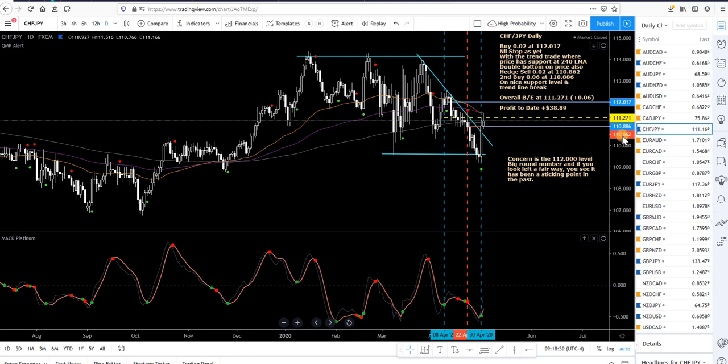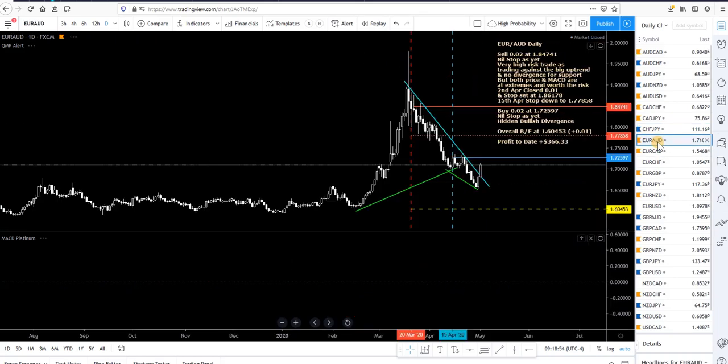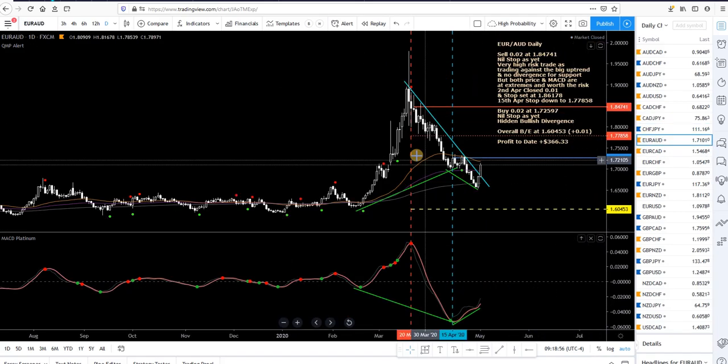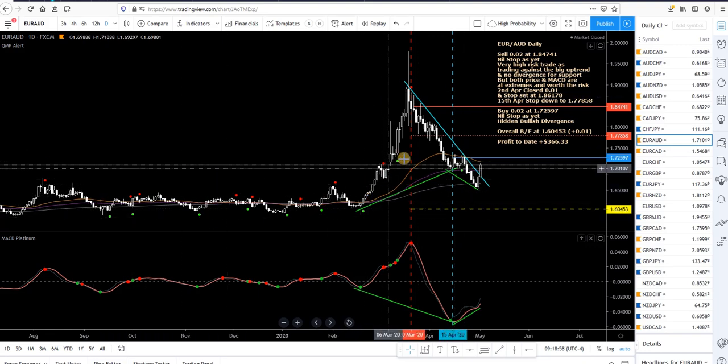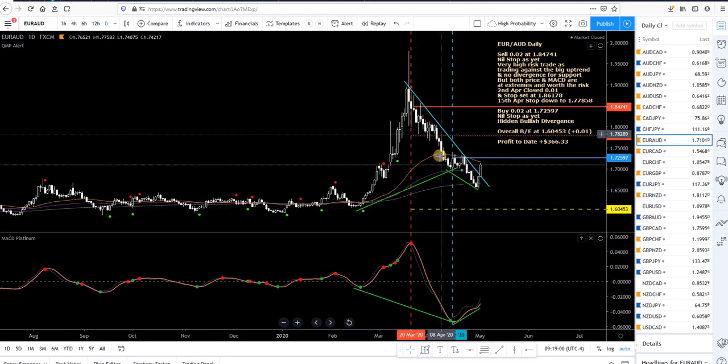Swiss franc, Japanese yen, not much happening here. Buy, sell, second buy. Nice little support level here. Sort of pushed through it, but didn't really convincingly come back up. We're close to the overall break-even level, but the MACD platinum's a long way below the zero level, so we're going up nicely. We broke this trend line, so hopefully it'll just keep on heading up. Looking good.